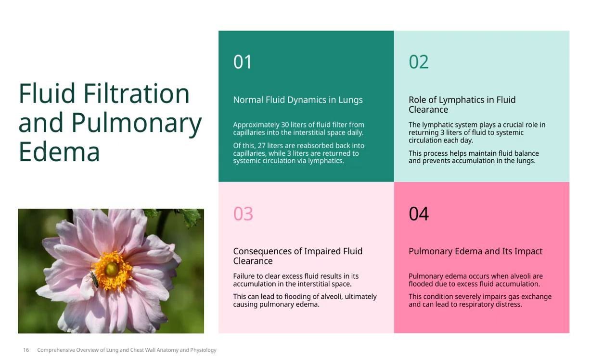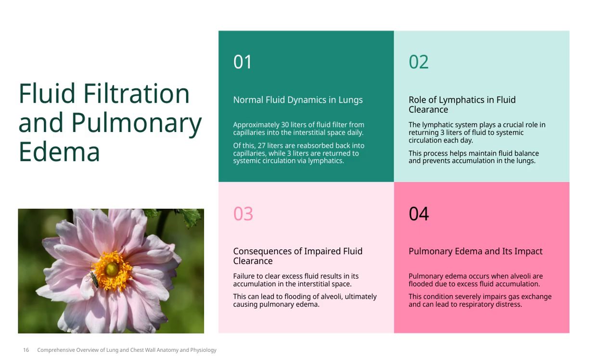Let's talk about normal fluid dynamics in the lungs. Every day, approximately 30 liters of fluid filter from the capillaries into the interstitial space. Now, most of this fluid, about 27 liters, is quickly reabsorbed back into the capillaries, which helps maintain the balance. The remaining 3 liters are returned to systemic circulation through the lymphatic system. This process is crucial because it keeps the lungs from becoming overwhelmed with fluid.